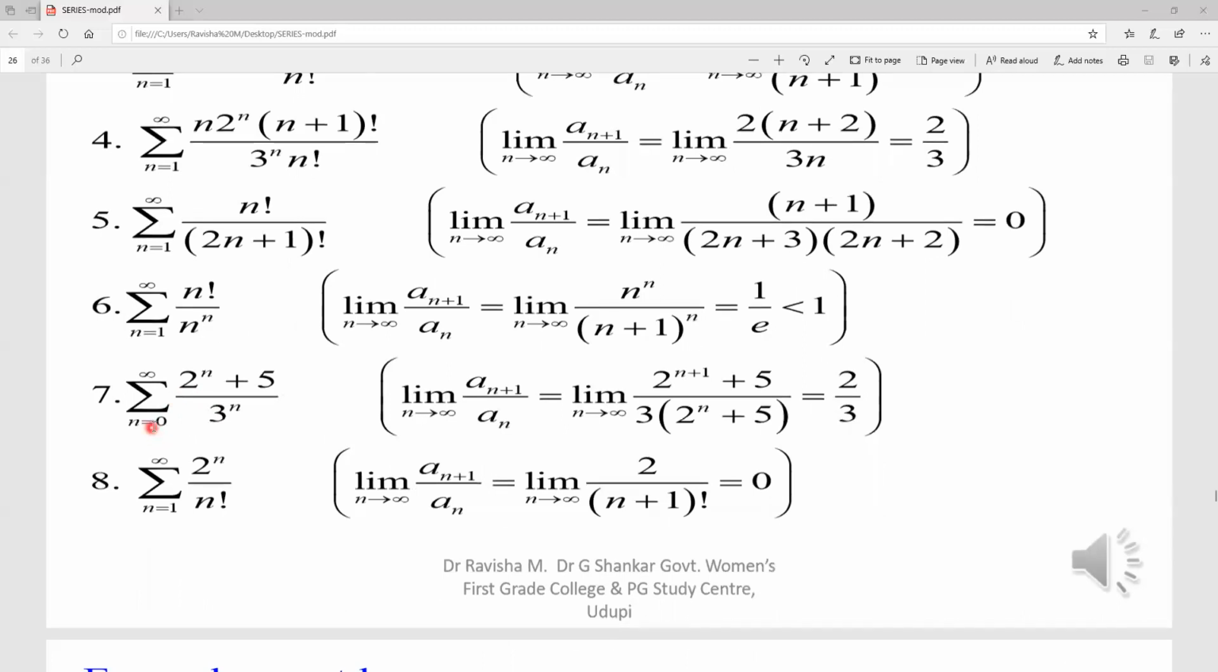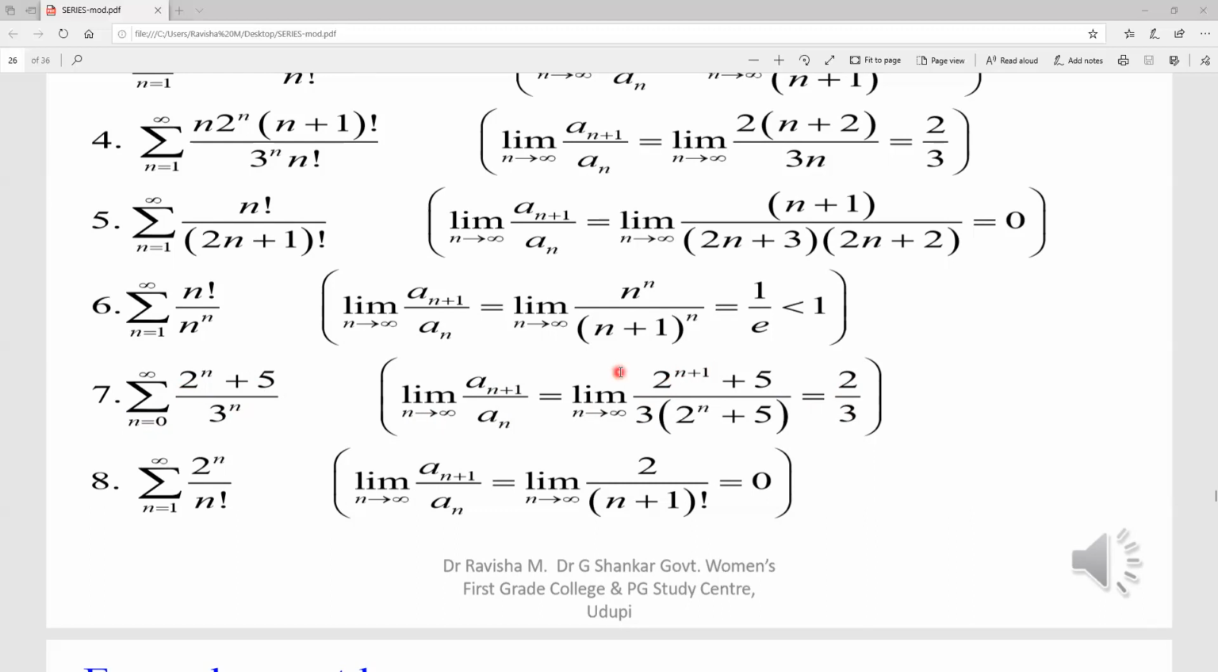So here is the seventh problem. The sum from n equals 0 to infinity of (2 to the power n plus 5) by 3 to the power n. Even though this series does not have any factorial, you can apply some other test also. You can go through the ratio test. So we take the ratio of the (n plus 1)th term by the nth term as n tends to infinity. After simplification, that is 2 by 3.